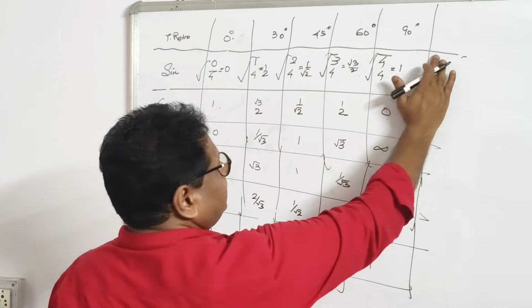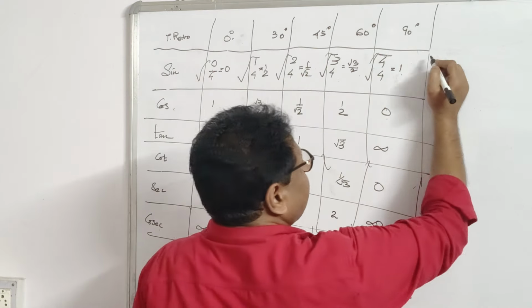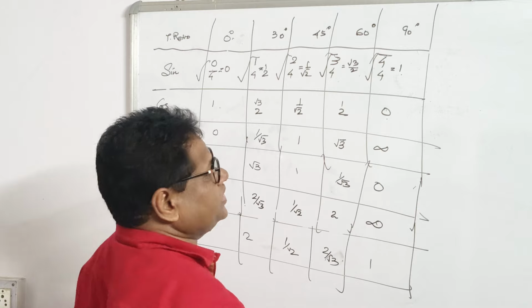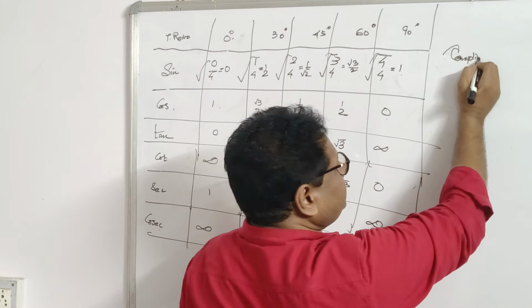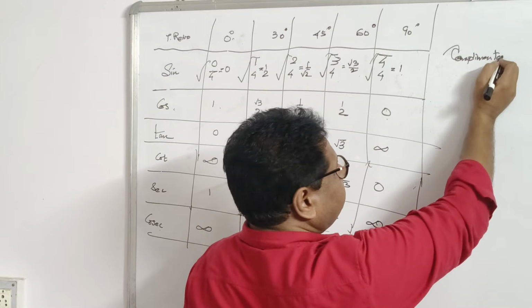Now the second thing we require for trigonometric ratios is complementary pairs. This relation is derived from the table.